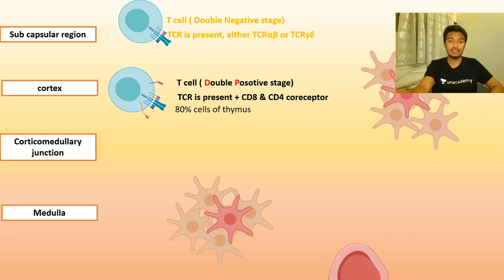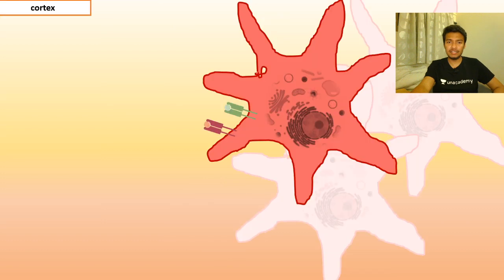80% of the cells of the thymus are actually these double positive T cells, suggesting this double positive stage is so important. So let's see why they are so important. Let's see how they interact with the thymic epithelial cells.